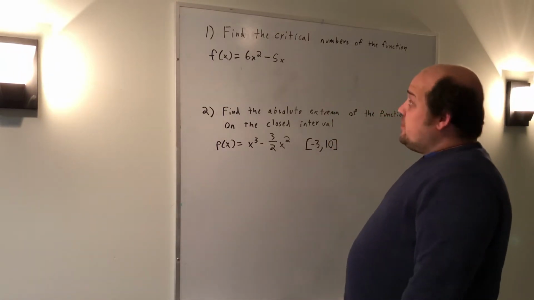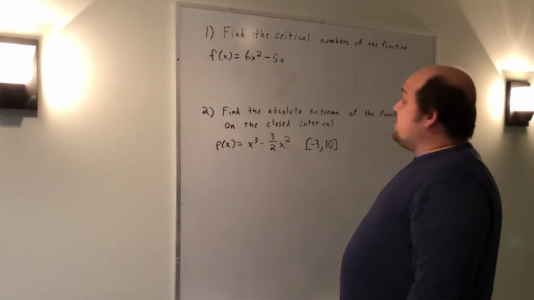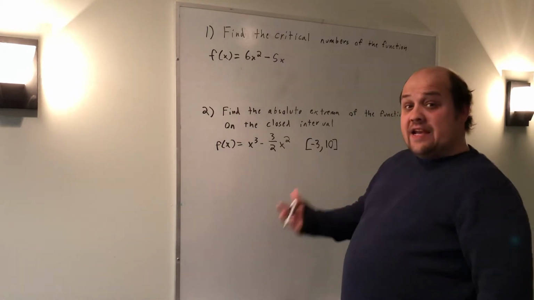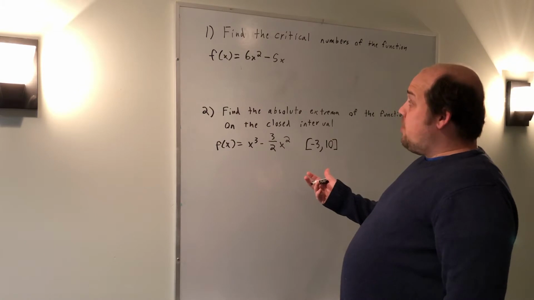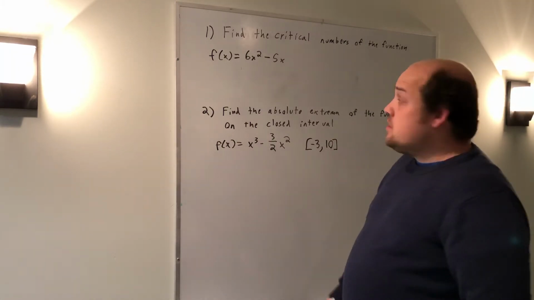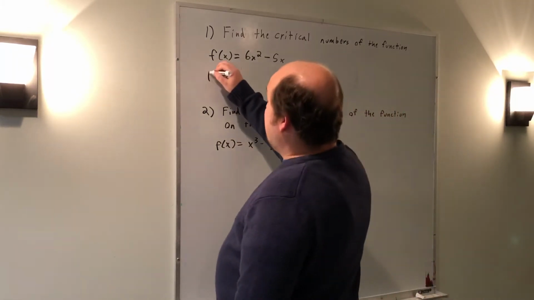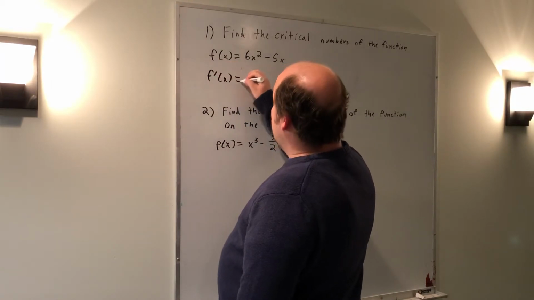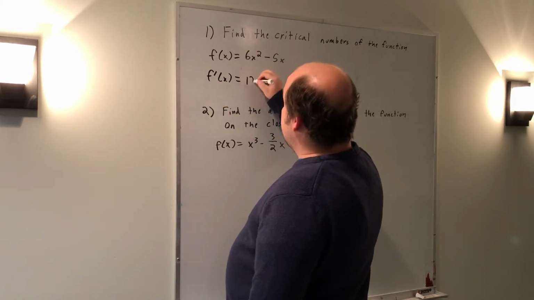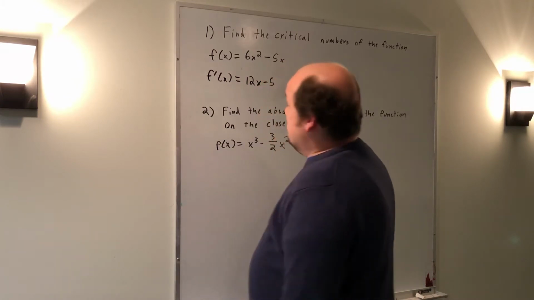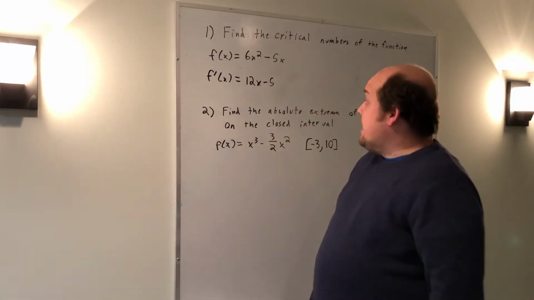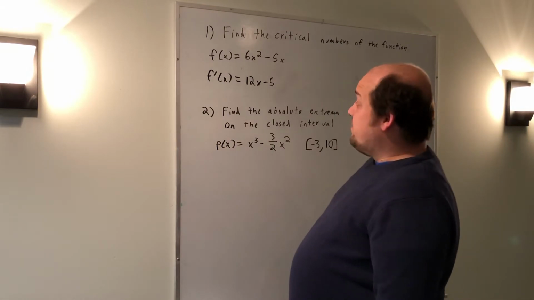So the first question on the test is going to be find the critical numbers of a function. Remember that finding critical numbers really amounts to setting the derivative equal to 0 and solving for x. So the first thing I have to do here is find f prime of x. When I take the derivative, the 2 comes down, this becomes 12x, the x goes away, this becomes minus 5. I don't, off the top of my head, know what makes 12x minus 5 equal 0.